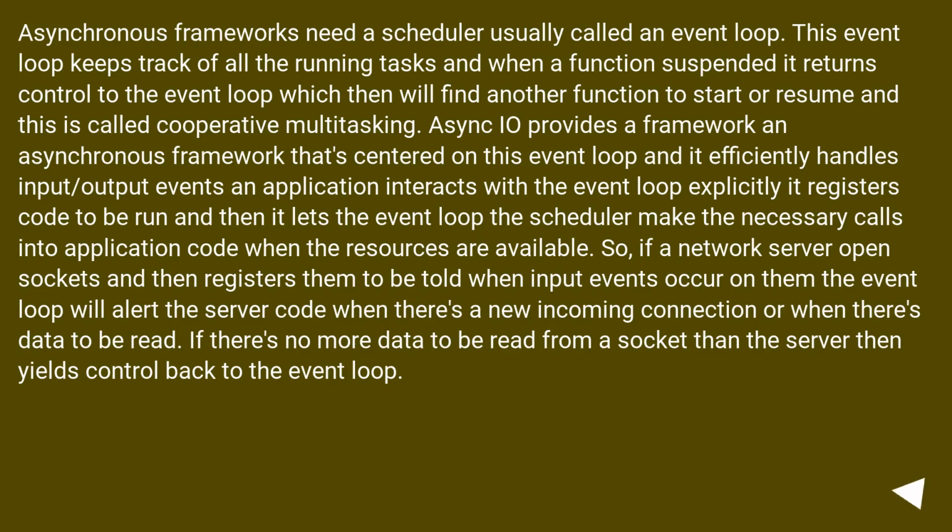Asyncio provides an asynchronous framework that's centered on this event loop, and it efficiently handles input/output events. An application interacts with the event loop explicitly. It registers code to be run, and then it lets the event loop, the scheduler, make the necessary calls into application code when the resources are available. So, if a network server opens sockets and then registers them to be told when input events occur on them, the event loop will alert the server code when there's a new incoming connection or when there's data to be read. If there's no more data to be read from a socket, then the server yields control back to the event loop.